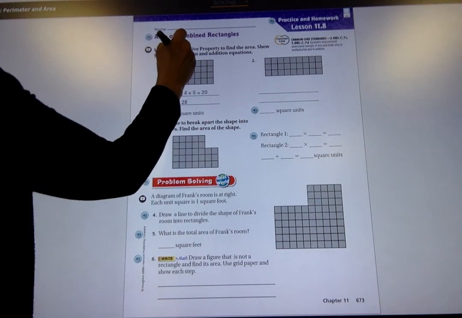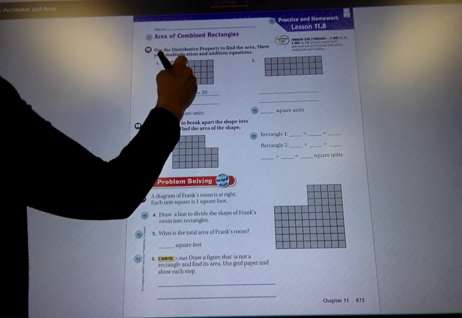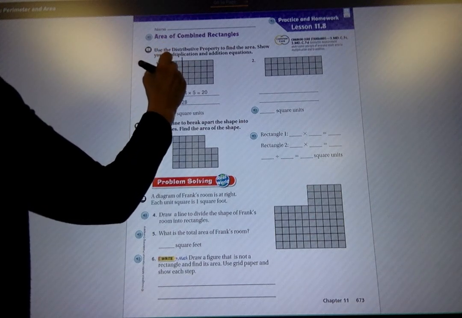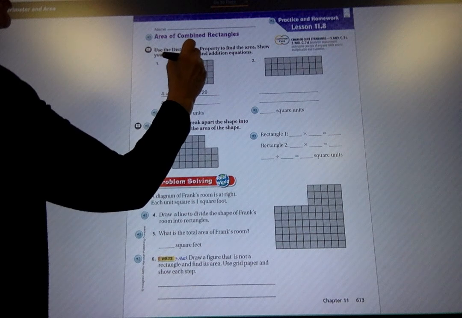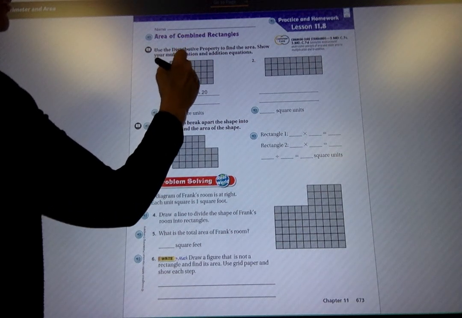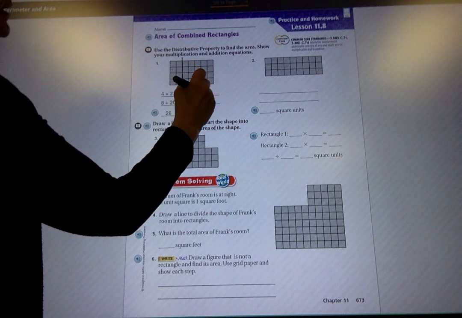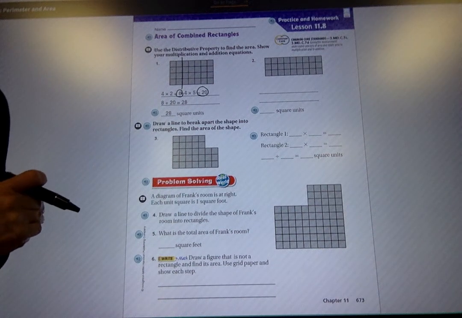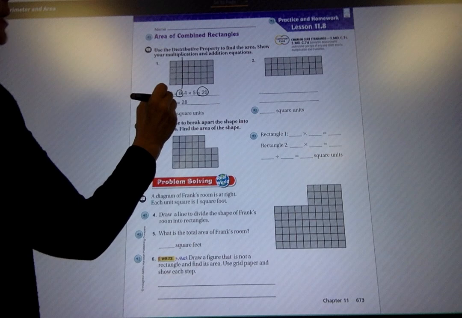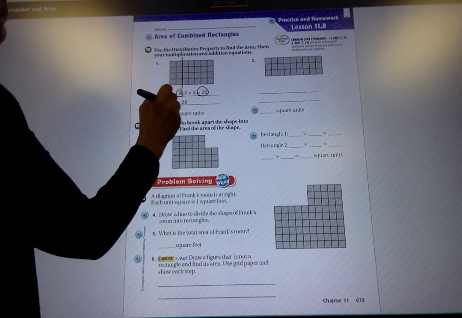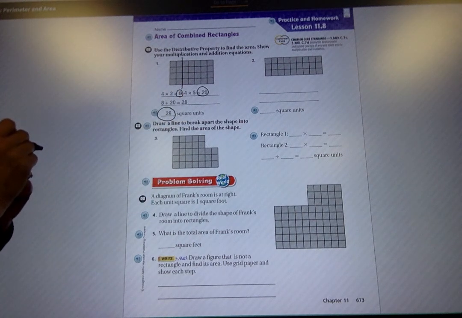4 times 2, 1, 2, 3, 4 times 1, 2 is 8. 1, 2, 3, 4, 5, 1, 2, 3, 4. 4 times 5 is 20. Remember, those are your products. So on the next line, you write your products, add them together, and put your final answer.